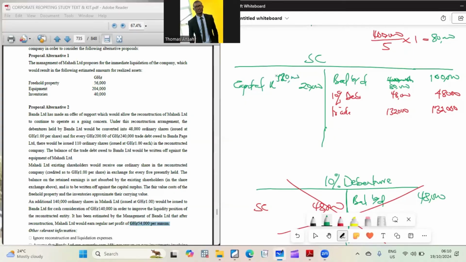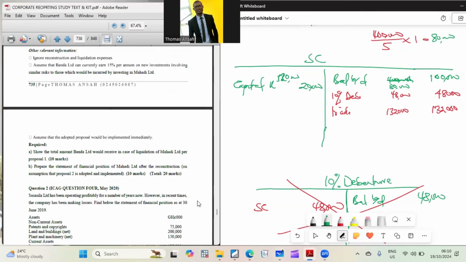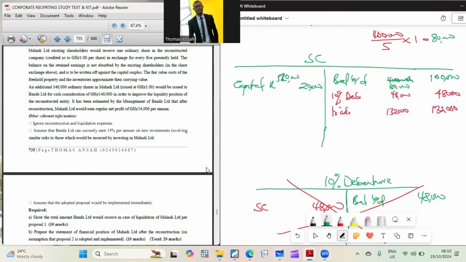See, in this part, what the examiner wants from you is to do the balance sheet too. But if you don't go through this process, balance sheet drafting will be difficult. So whatever you do in here is up to you. But I need to show you so that you understand what you are doing.